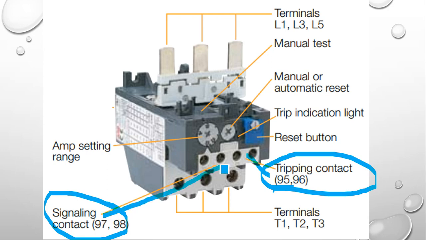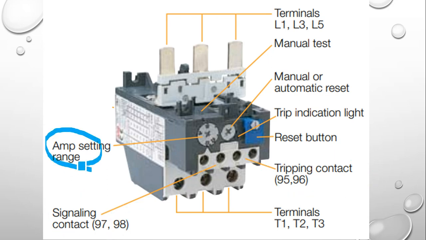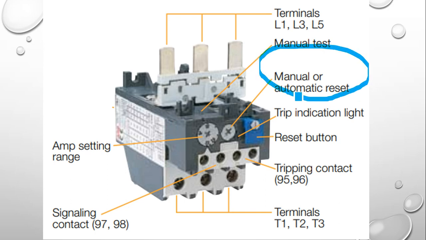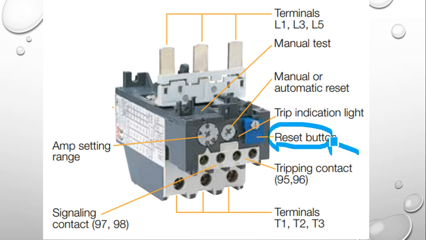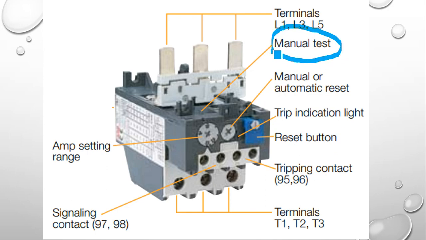The ampere can be set using a screwdriver, and there are options for manually or automatically selecting reset, M or A. Now, if overload is detected, we have to reset manually if manual is selected, or automatically after some time it will be reset. If you select manual, there is a separate reset button to push it manually. You can also check the healthy condition of the overload relay by just pressing the manual test button. So this is about the overload relay.